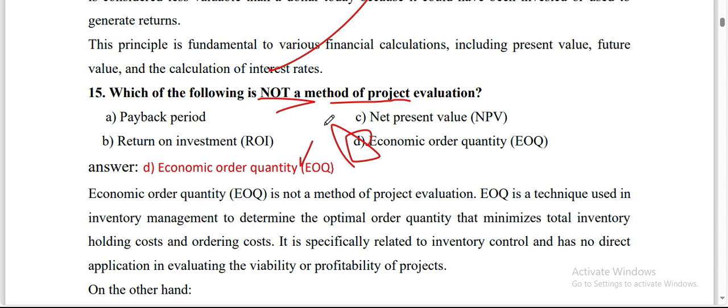Options A, B, and C are the best project evaluation mechanisms. In description, economic order quantity is not a method of project evaluation. EOQ is a technique used in inventory management to determine the optimal order quantities that minimize total inventory holding costs and ordering costs. It is specifically related to inventory control and has no direct application in evaluating viable and profitable projects.